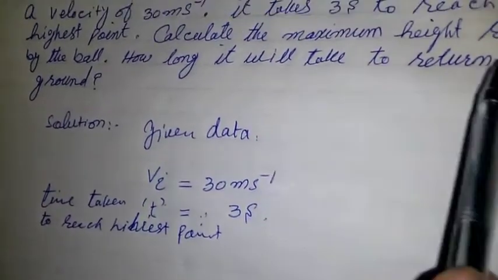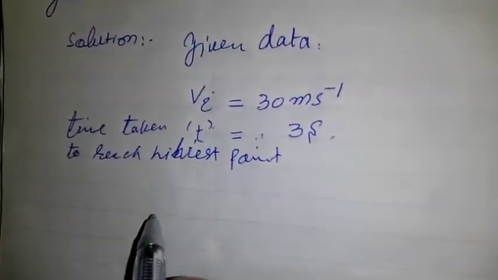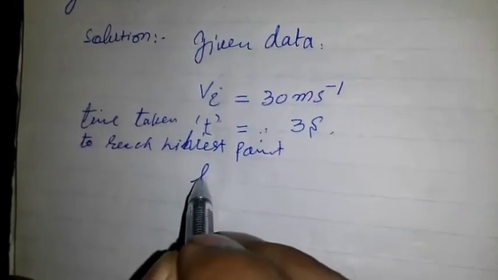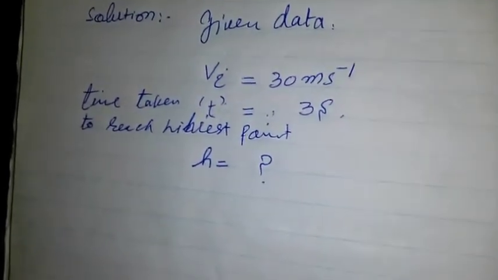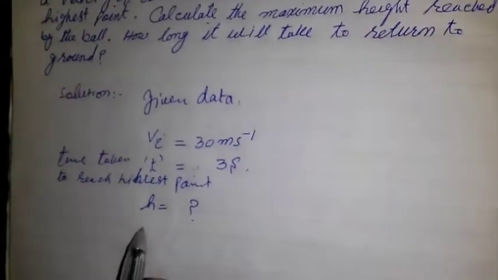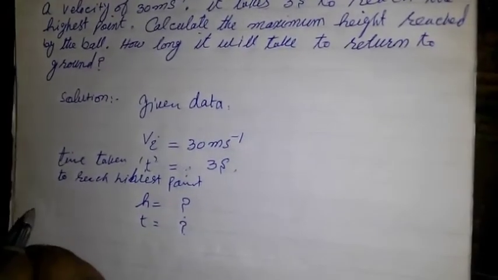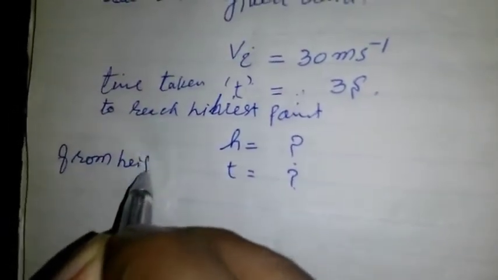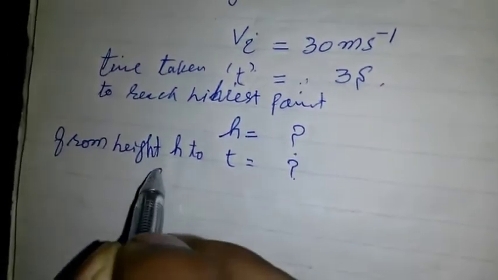Calculate the maximum height reached by the ball. We have to calculate the maximum distance or height to reach the maximum point. We take it h. How long it will take to return to the ground? Time from height h to ground.